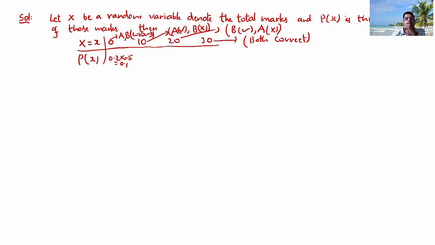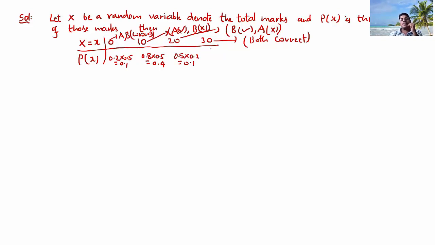For 10: question A correct, question B wrong. Question A correct is 0.8 and question B wrong is 0.5. This simplifies to 0.4. Refer to the question. 20 marks means B correct first, then A wrong. So B correct means 0.5, A wrong means 0.2. Simplifies to 0.1.